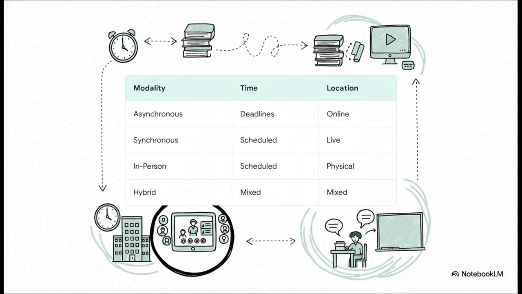In contrast, synchronous learning means everyone is participating together at a scheduled time, usually through a live online platform like Zoom. And of course, in-person means students and the instructor meet face-to-face at a scheduled physical location. Though, online resources might still be used for things like grades or announcements.